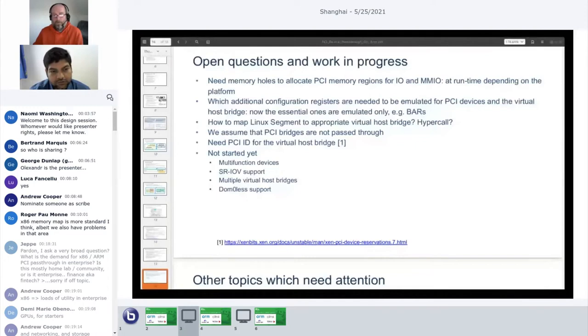Okay, so basically, I think that this is generally accepted: we move forward to converge with x86 and have common code on at least BAR emulation for guests, for both x86 and ARM.